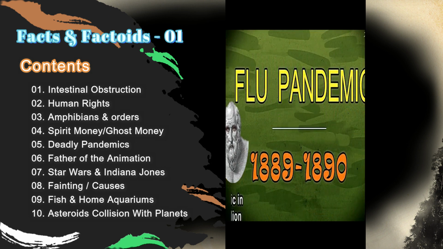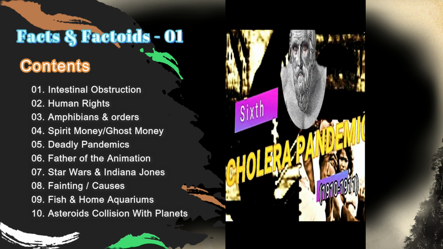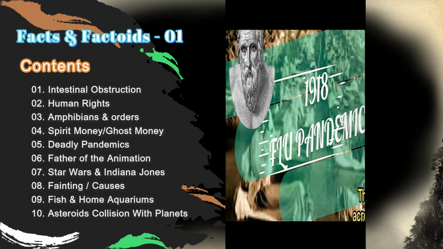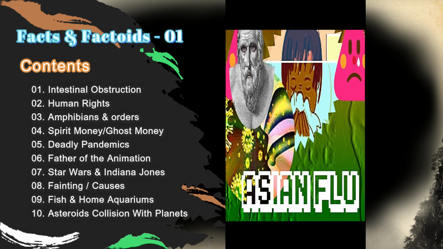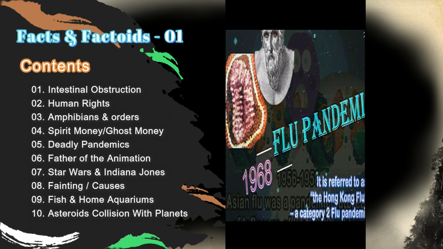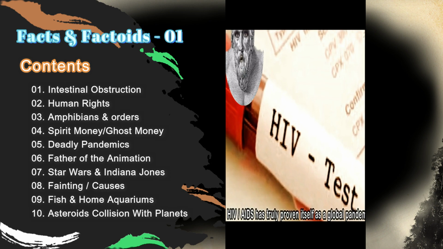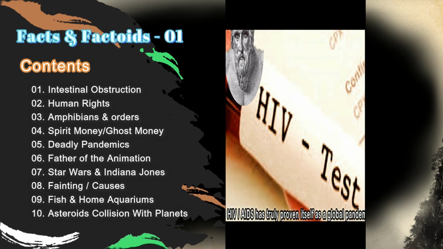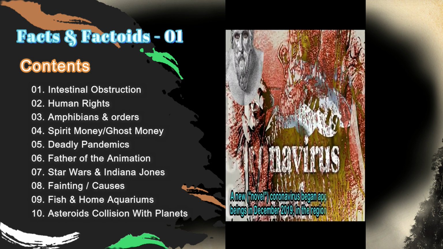Flu Pandemic, 1889 to 1890. Sixth Cholera Pandemic, 1910 to 1911. Flu Pandemic, 1918. Asian Flu, 1956 to 1958. 1968, Flu Pandemic. HIV or AIDS Pandemic, 1976 till date. COVID-19, 2019 till date.